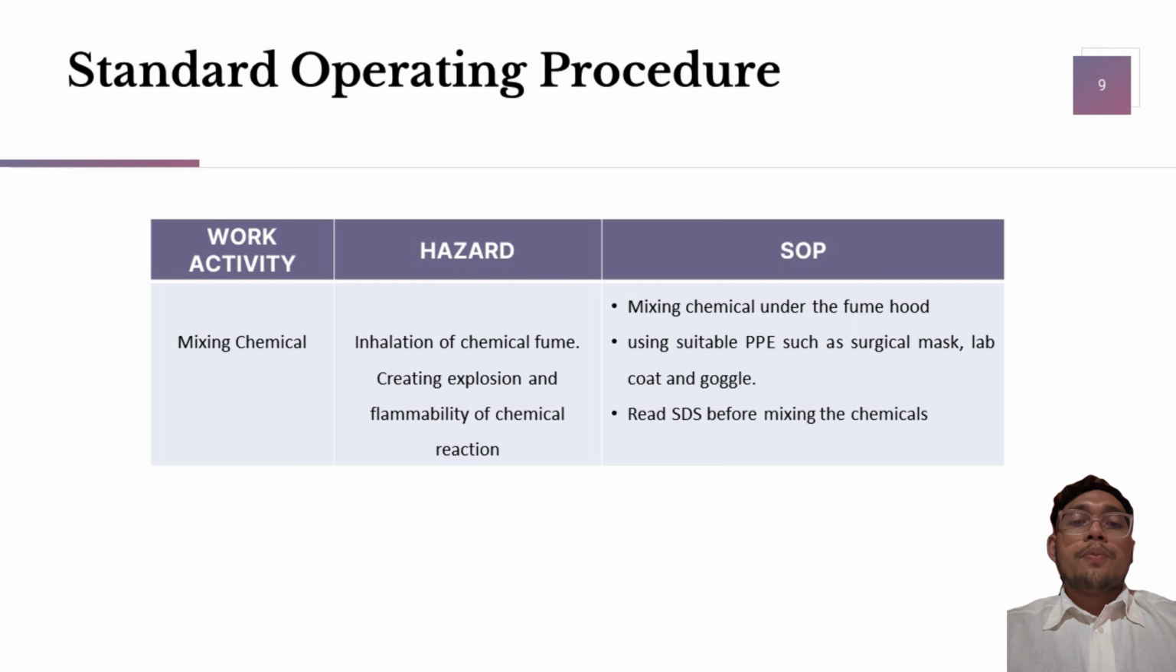For the standard operating procedure, or SOP, regarding the activity of chemical mixing, the individual responsible for this task must conduct the mixing process under a fume hood. Additionally, this person is required to utilize appropriate personal protective equipment, or PPE, including a surgical mask, a lab coat, and goggles. Furthermore, prior to commencing the chemical mixing, it is essential that the individual reads the safety data sheets, SDS, for the chemical being used. That's all from me.